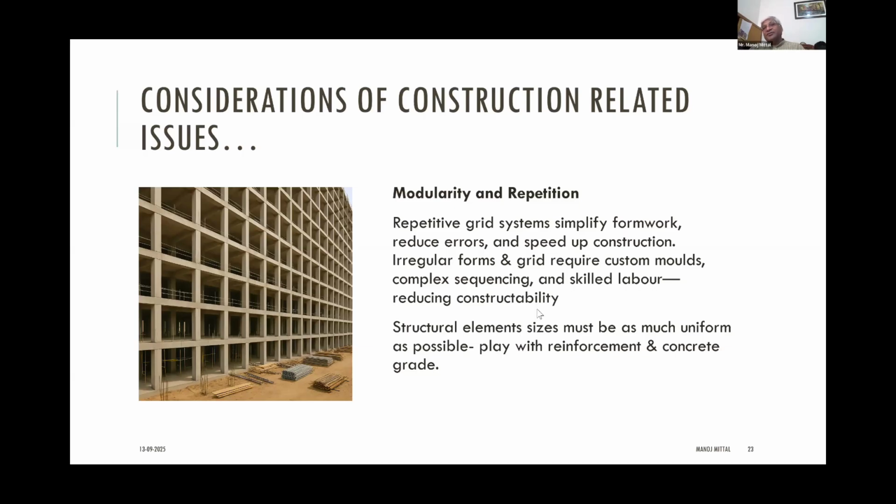Yesterday only, I was seeing a really large building, and they were using around 15 to 18 types of beam sizes with minor variations. That kind of scenario doesn't make much sense from a construction point of view. Theoretically, it is okay. From a design point of view, it's okay. Codal provisions are satisfied, it's okay. But from a construction point of view, it is difficult. So when we are doing conceptual planning, we must think from the angle of a builder or a contractor or a project manager. Only then will our design be more constructible.